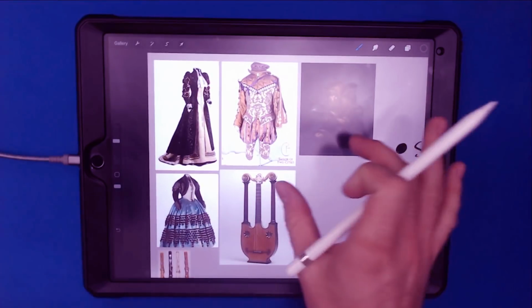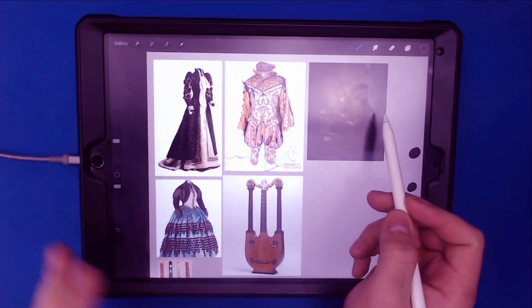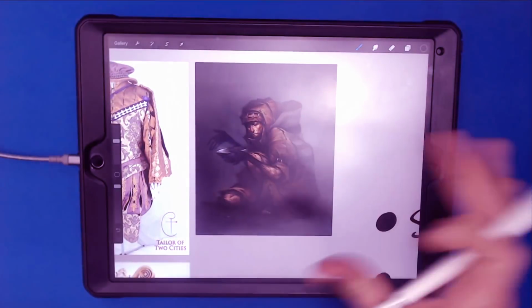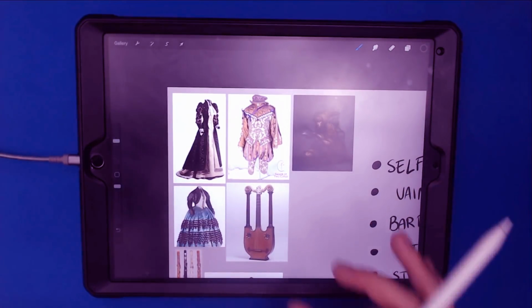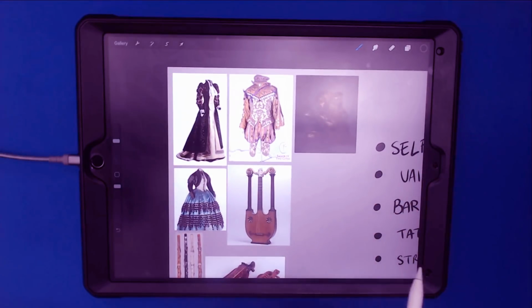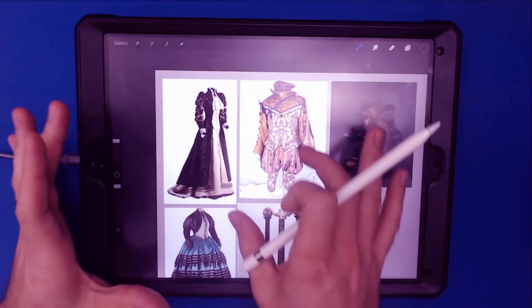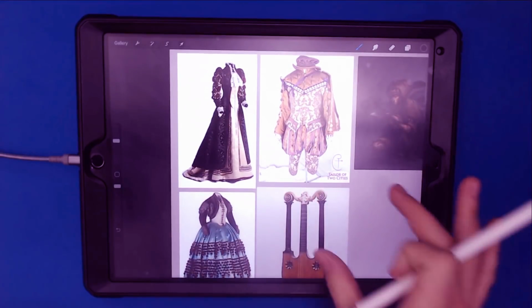And some of the reference that I put together: there wasn't much as far as beggar characters or street urchins that I could find, but I found one in tatters like this. And what I'd like to do is have very tattered clothing on our character, but because she's self-important and vain, I'd also like for her to have a sort of Victorian or Elizabethan garment that is tattered itself, but is very gaudy and the sort of thing a wealthy person would wear.